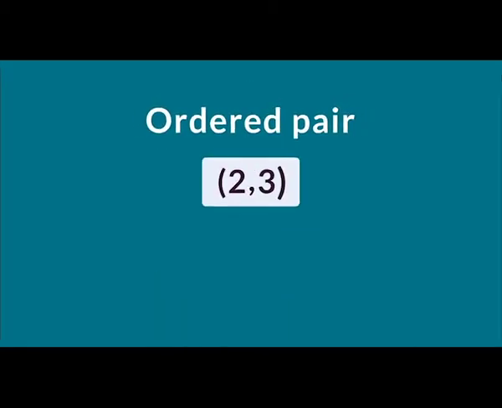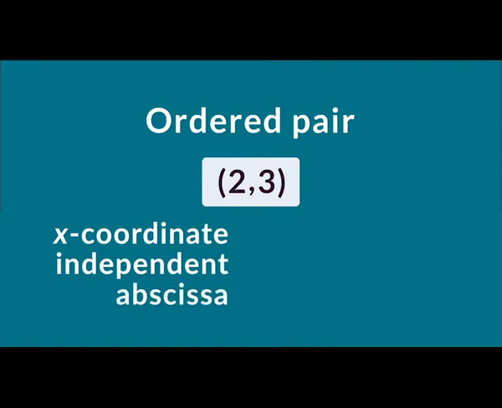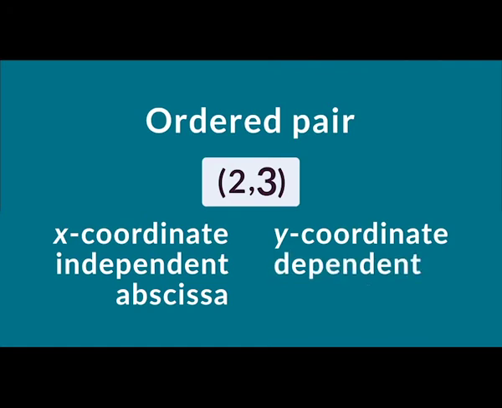We call these 2 points an ordered pair of numbers or a coordinate pair, and to show them mathematically, we write them in brackets. The x-coordinate is always the first number in a pair, and the y-coordinate is the second number. The x value is also called the independent variable or the abscissa. The y value is also called the dependent variable or the ordinate.